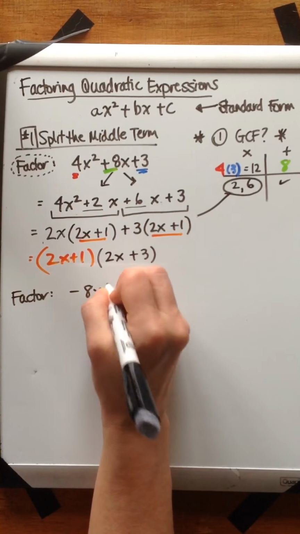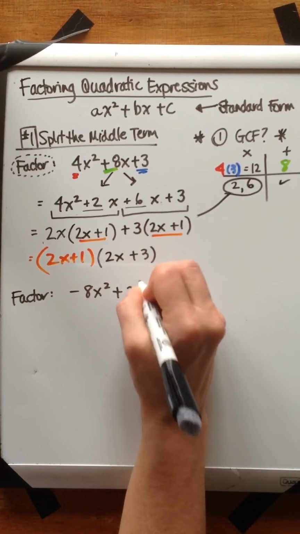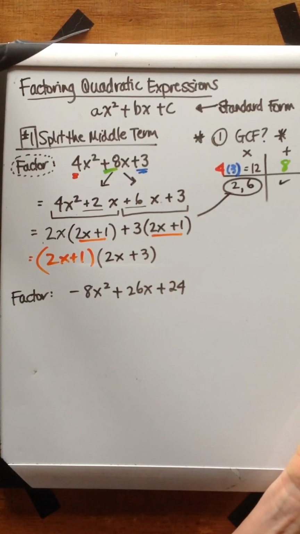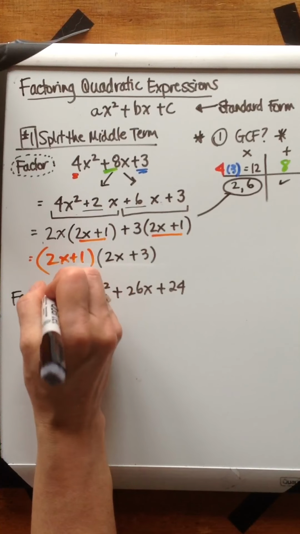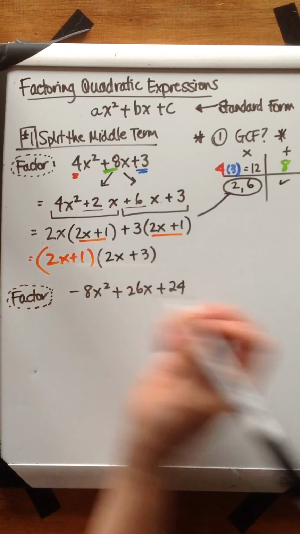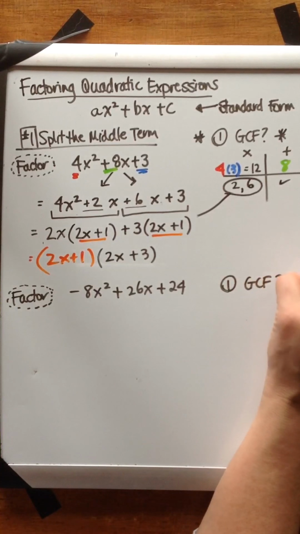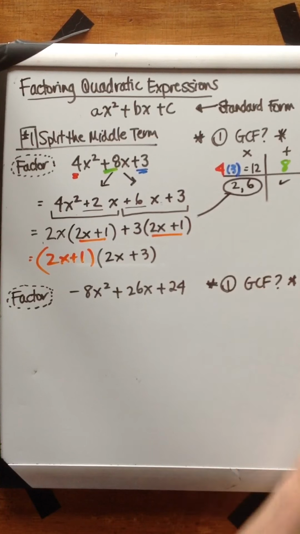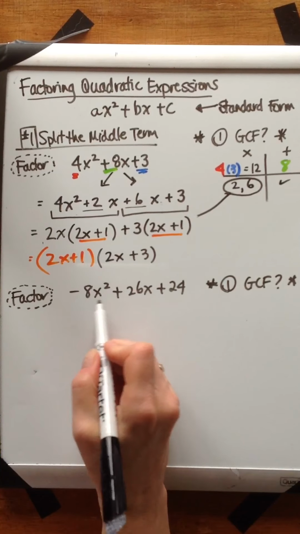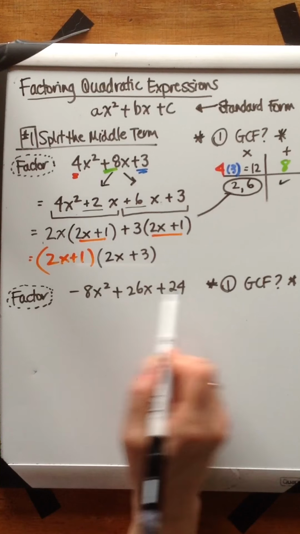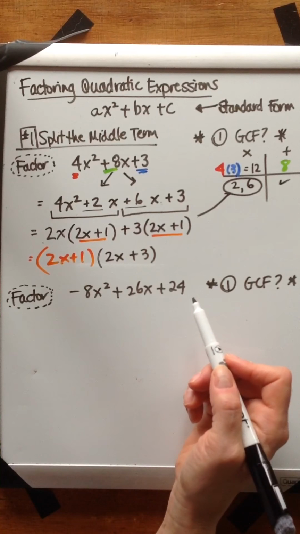Negative 8x squared plus 26x plus 24. So again, when you are told to factor, the very first thing you're going to ask yourself always, always, always, always is, is there a greatest common factor? Now as I scan across here, I see that these are all even numbers. So I know that 2 is at least a factor.